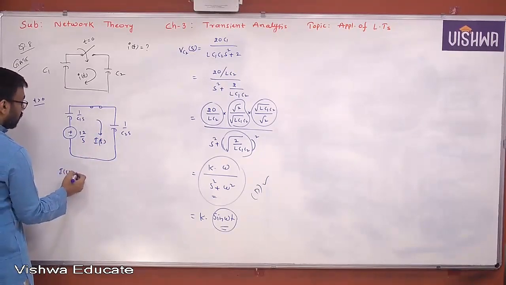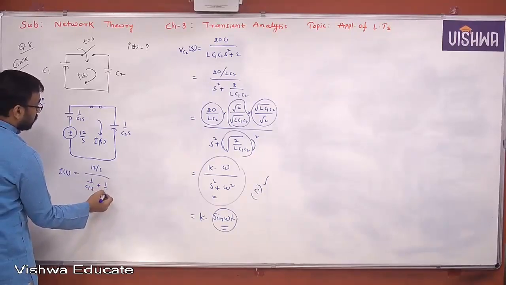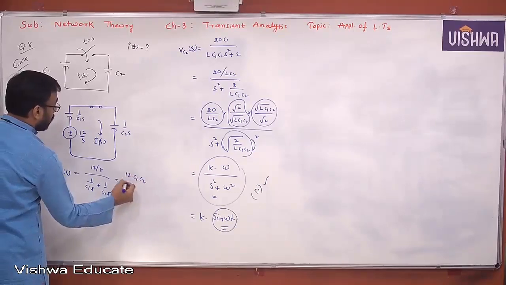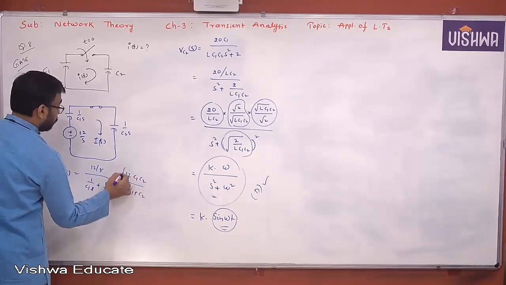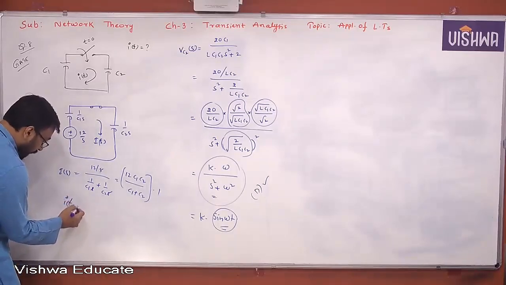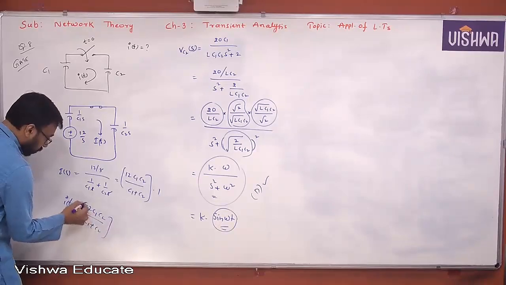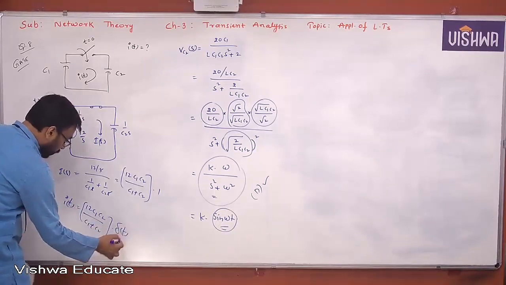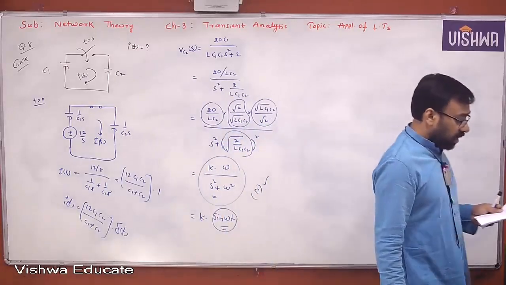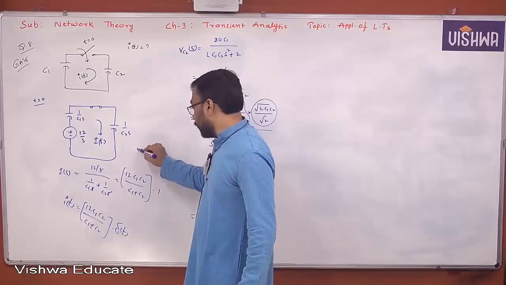I of s is nothing but 12 by s divided by 1 by C1 s plus 1 by C2 s. So s gets cancelled and we get 12 C1 C2 by C1 plus C2. So I of t can be written as 12 C1 C2 by C1 plus C2 times delta of t. That's it. So what is that? Options: 0, a step function, an exponentially decreasing function, option D, an impulse function. Yes, option D is correct.